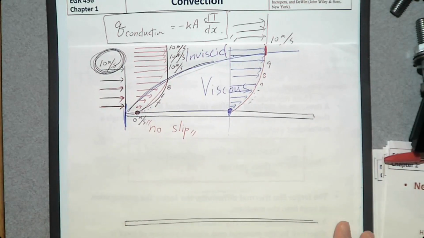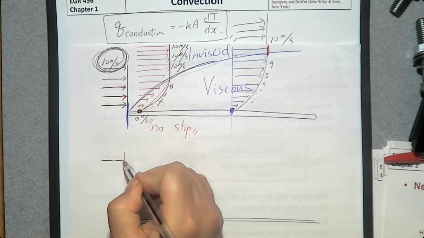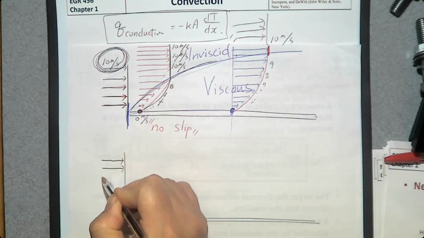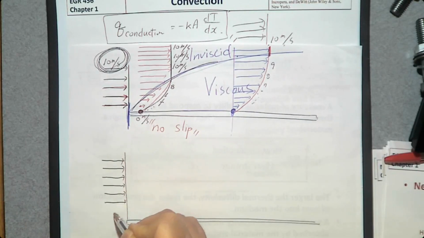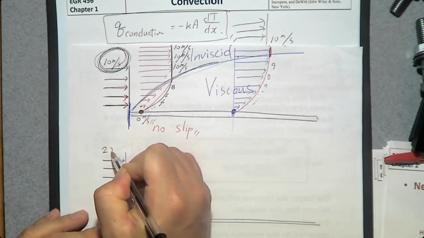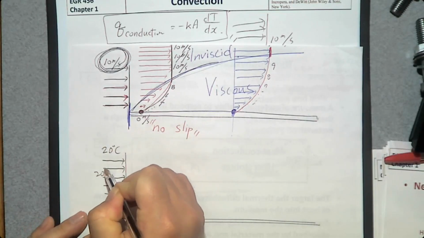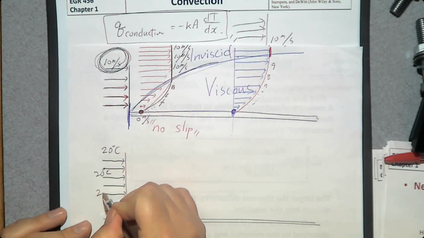So let's assume that initially, each arrow, by the way, the length of the arrow indicates temperature. The longer the arrow, the higher the temperature, okay? So let's assume that it is 20 degrees Celsius everywhere, like the air in this classroom.